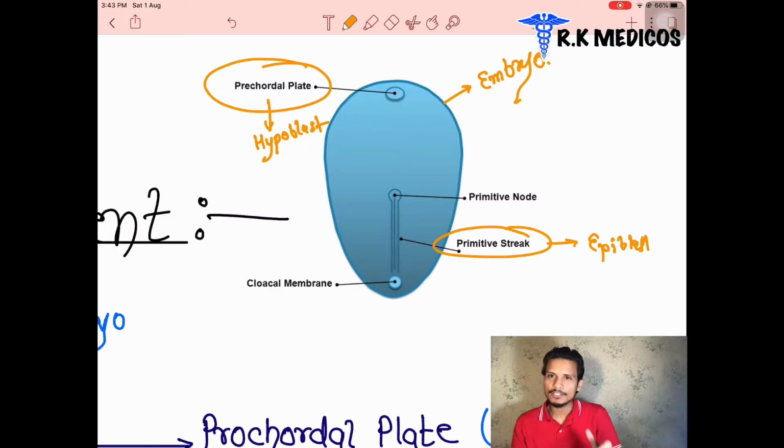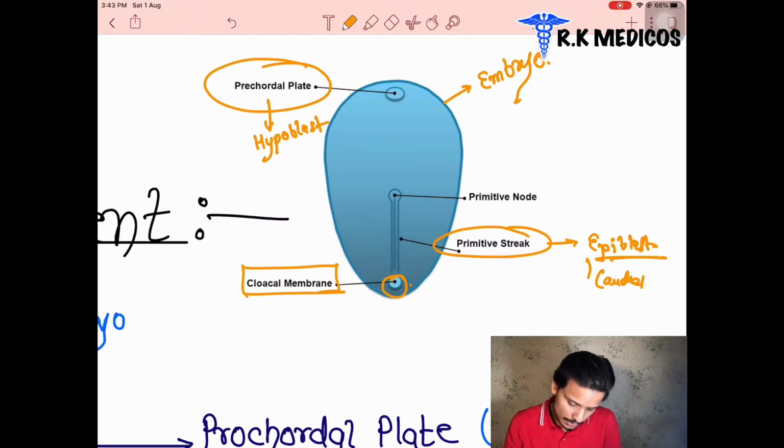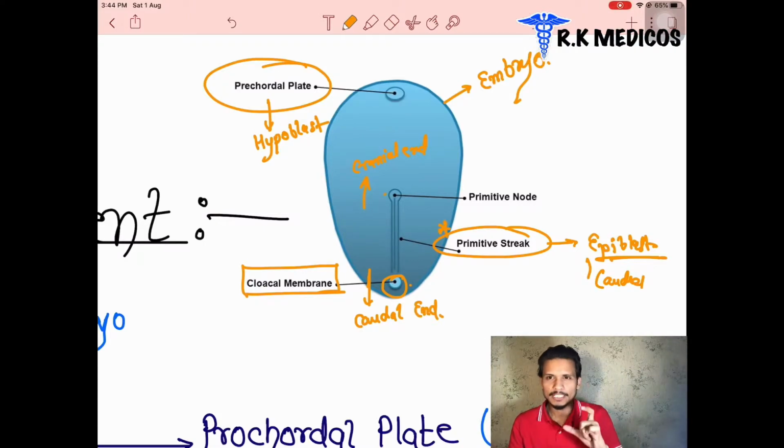And this primitive streak, down at the caudal end. The structure developed in the caudal part of the primitive streak is called the cloacal membrane, and on the primitive streak, this one is the cranial end, and here is the caudal end of the primitive streak. And this one is the whole primitive streak structure. Now imagine the primitive streak has two parts. This is the cranial part and this is the caudal part.